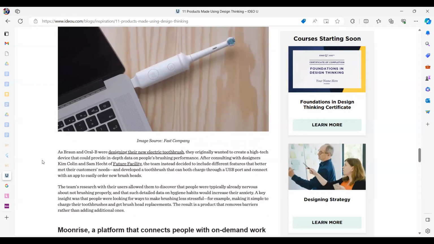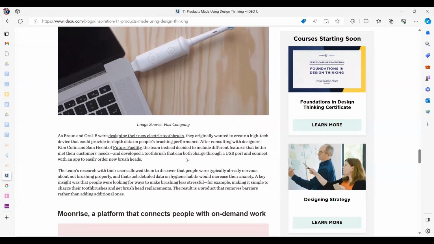After consulting with designers, the team decided to include different features that better met their consumer needs, and developed a Bluetooth toothbrush that can be both charged through a USB port and connect with an app to easily order new brush heads. So now you can see, you can charge it from your computer. There is also an app where you can order the new brush heads, right?